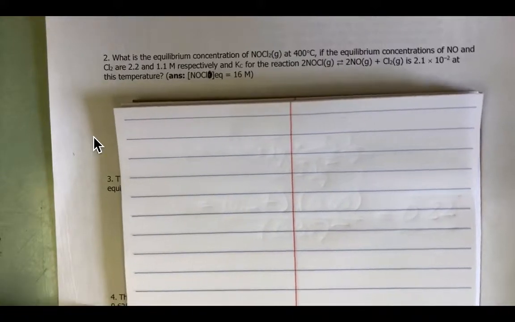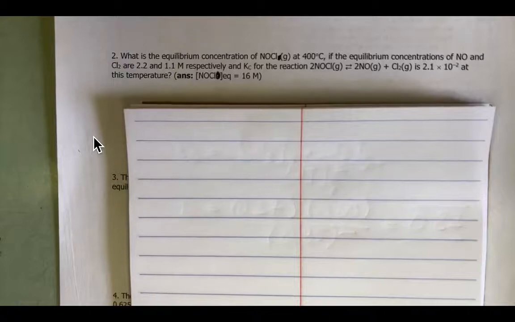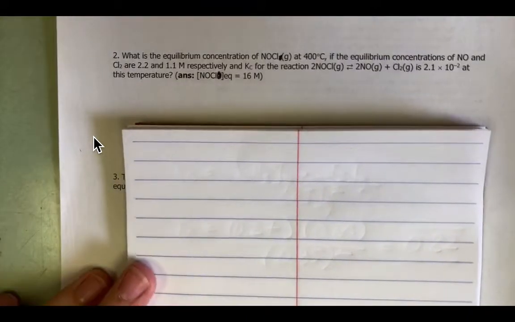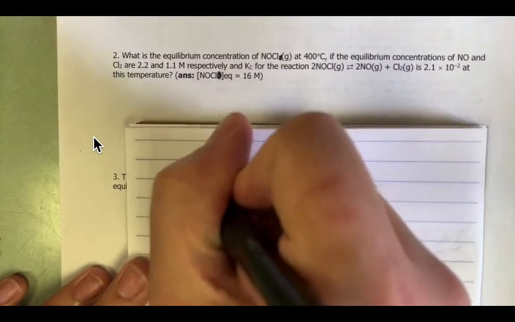Okay, for this next problem, we have a reaction here. We have NOCl, that chemical breaking down into NO gas and Cl2 gas. And you've been given the equilibrium constant for the reaction, as well as the concentrations of NO and Cl2 at equilibrium. So again, like we'll do all the time, let's write out our equilibrium expression.